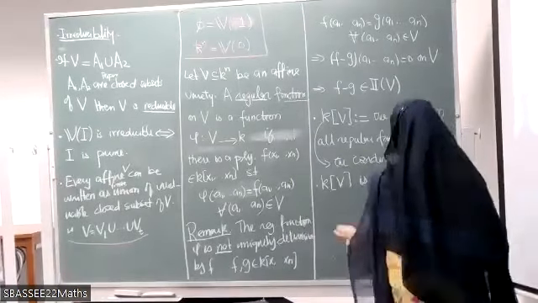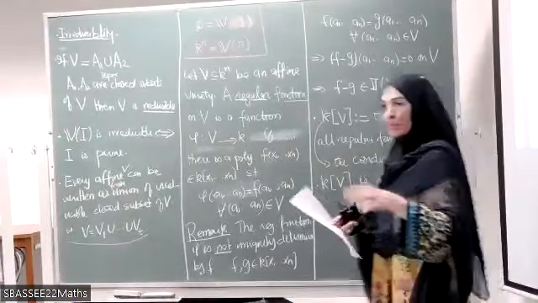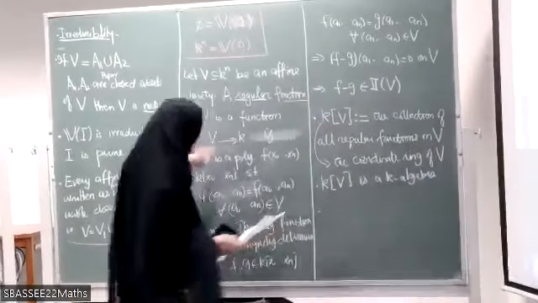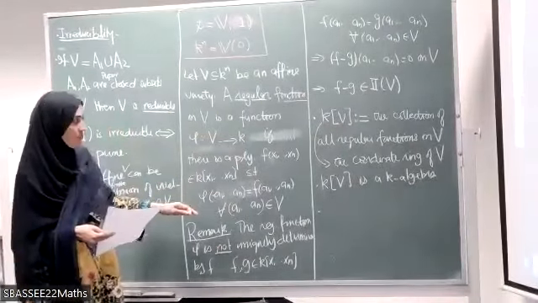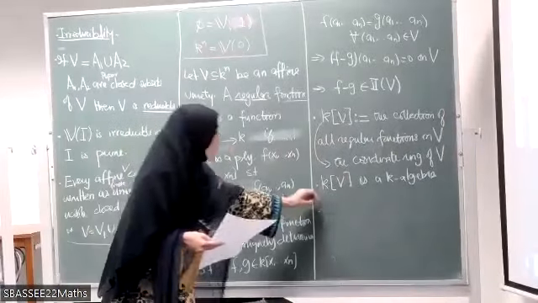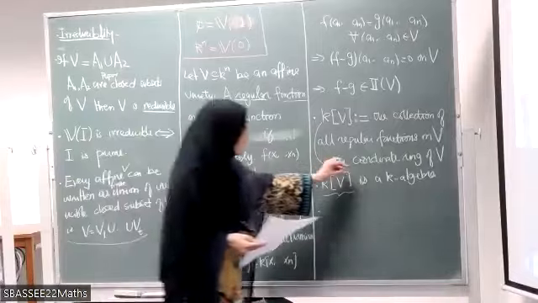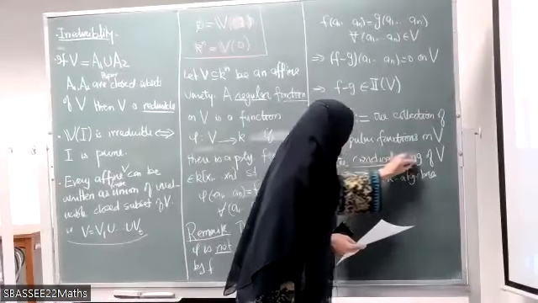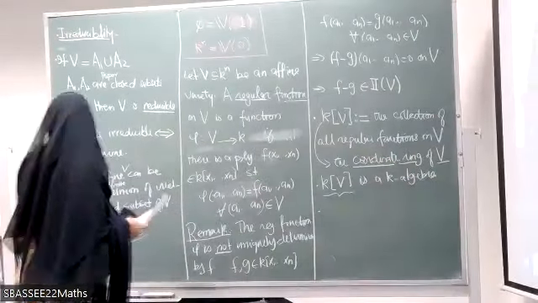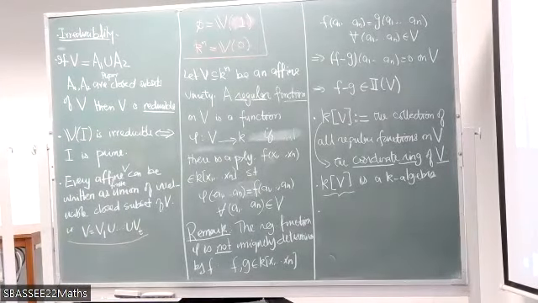Okay. Before going to some examples, let's see what more we can say with this definition. This is called the coordinate ring of V, right? Let me just clean that up.